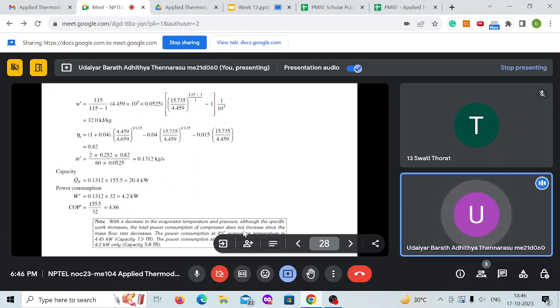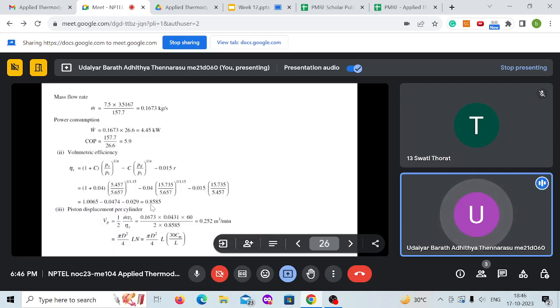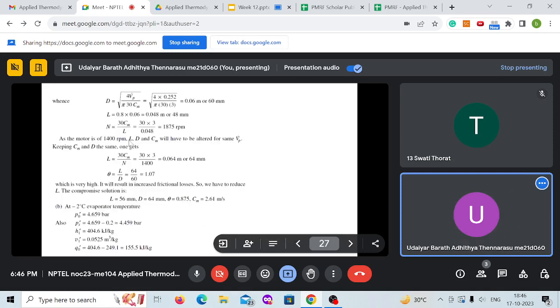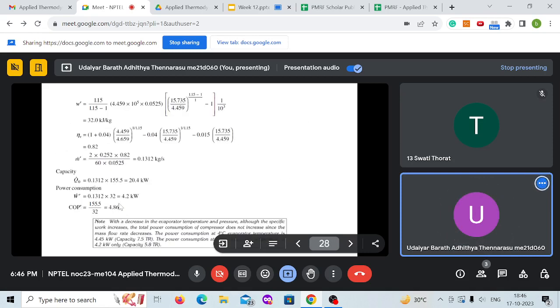If you see, previously the COP was 5.9, and it will go down. Because the temperature gap increases, your COP will also go down. This also happens because your specific volume will go down: at minus 2 your suction pressure will go down, your specific volume will go down, so your volumetric efficiency goes down. You have to do more work, but you are compressing very little fluid, so capacity and everything will go down. That's what is explained in the note.